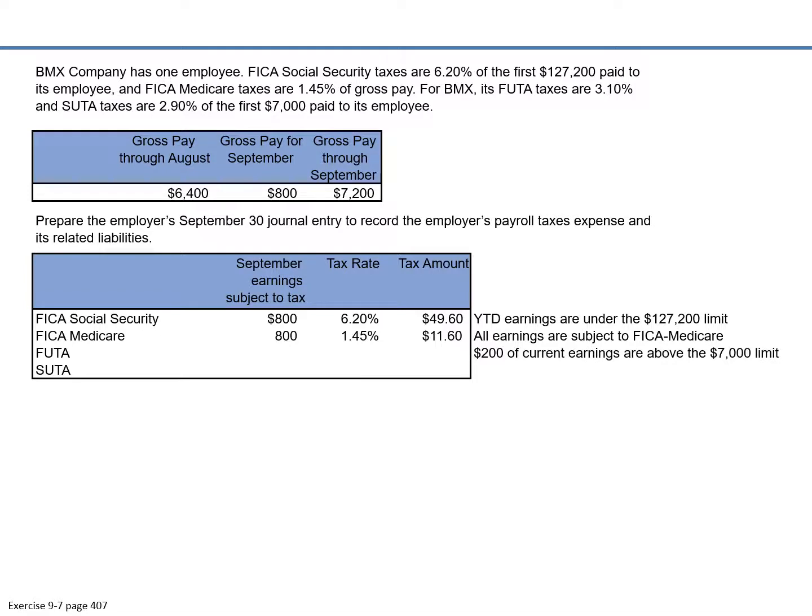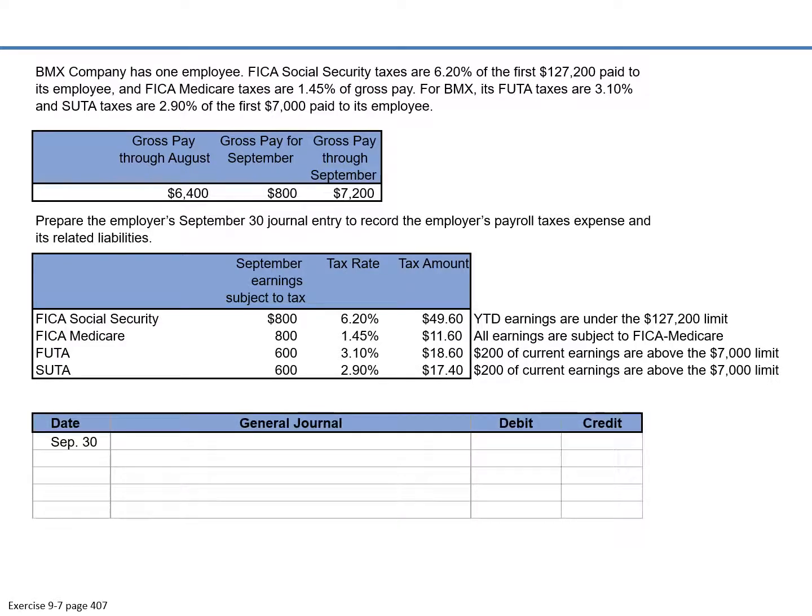And then your FUTA, it's the first $7,000. So $6,400 less $7,000 is $600 of the $800 pay for September that's going to be subject to FUTA times 3.1%. And then same thing for SUTA, only $600 of the September pay, because that's when you reach the $7,000 threshold, is going to be subject to the SUTA taxes.